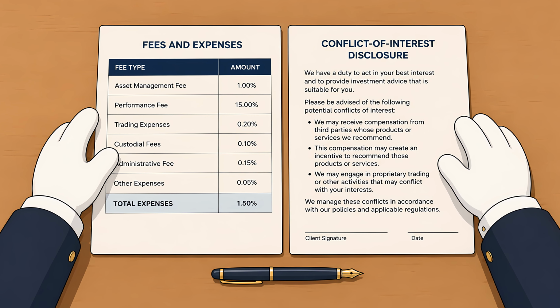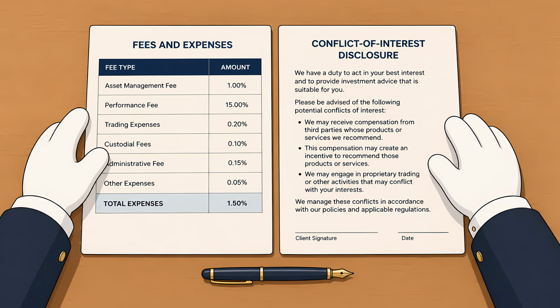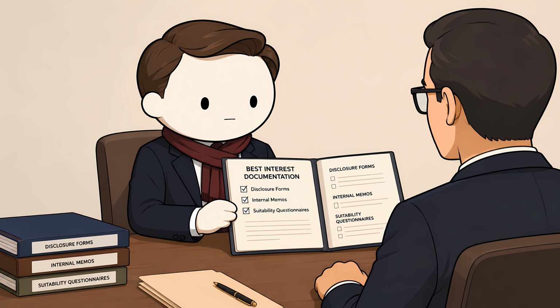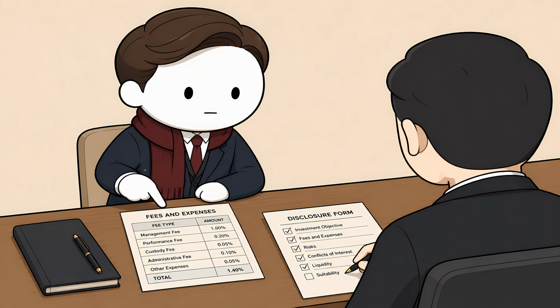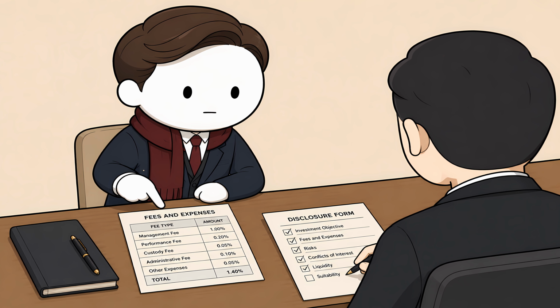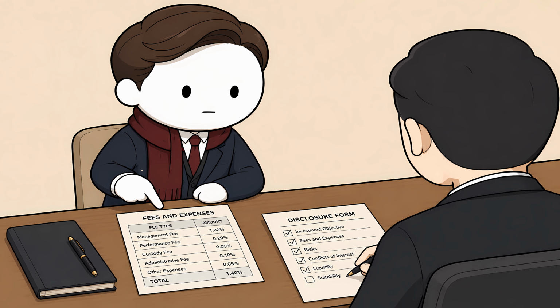You place the fees and expenses table beside the disclosure form. Inside the compliance officer's office, you hold the best interest documentation open. The compliance officer checks the disclosure form while you point to fees and expenses.